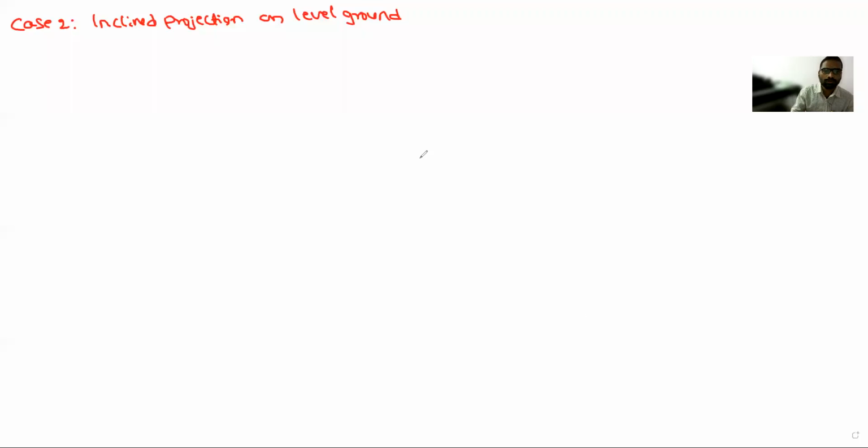Yes, sir. So in the last class, we have seen the projection in the horizontal line. The first case was the motion of a body projected horizontally. And now the second case we are moving to: inclined projection on level ground. It means the ground is level.